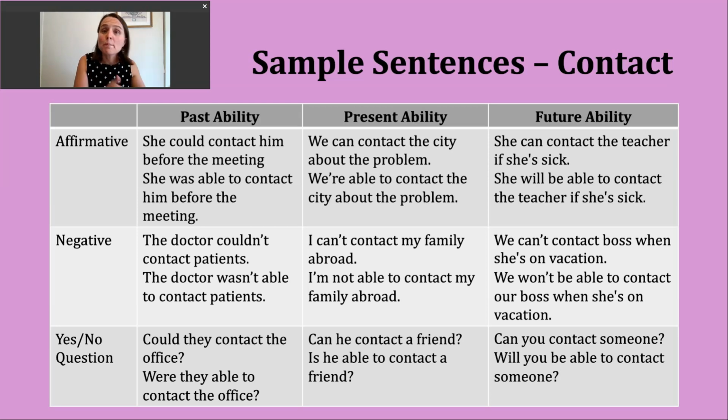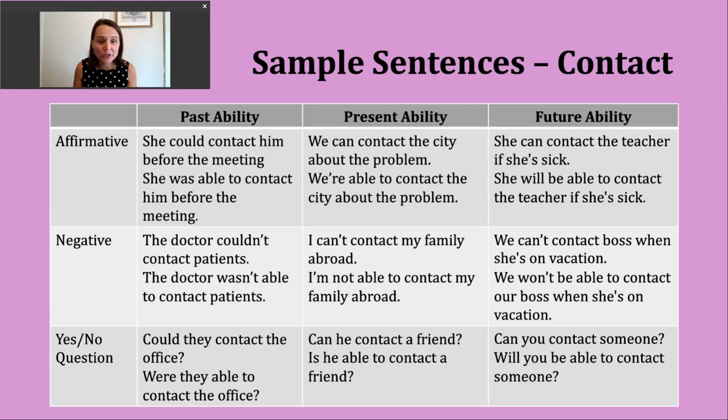wasn't able to communicate with them that their appointments had been canceled or changed. Okay? So again, we're talking about ability, was not able. Now, we can ask questions in the past about someone's ability to do something. And again, we still have these two structures.